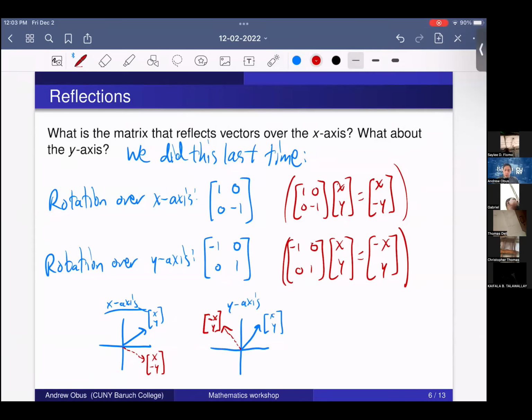So this is the review of what we talked about last time in terms of reflections. Are there any questions about what these matrices do? You multiply by this matrix and it always reflects a vector over the x-axis. I wrote rotation, I should be saying reflection. And likewise, this matrix over here, minus 1, 0, 0, 1, is going to give you reflection over the y-axis. So I multiply that by any vector and I get reflection over the y-axis.